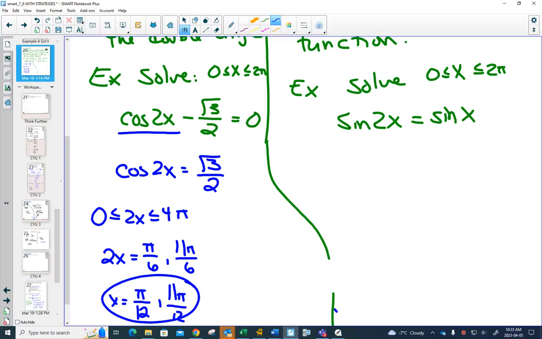But sometimes you will get, as we have in our second example, a 2x inside of a trig function, but you have another trig function in the equation as well. So in the example on the right, you have sine 2x, and on the other side you have sine x. So we have the double angle and another trig function. When that's the case, you will always go to one of your double angle formulas. The only thing I can change sine 2x to is 2 sine x cos x.